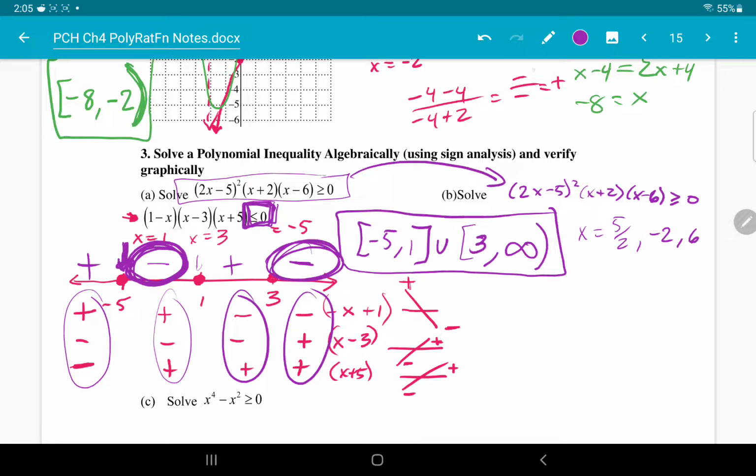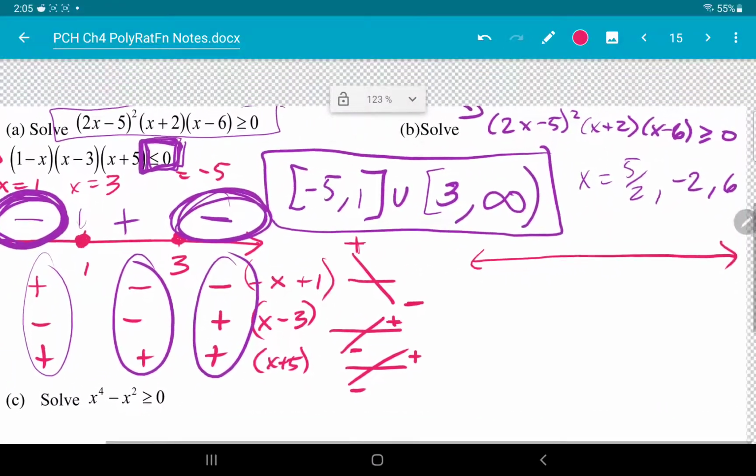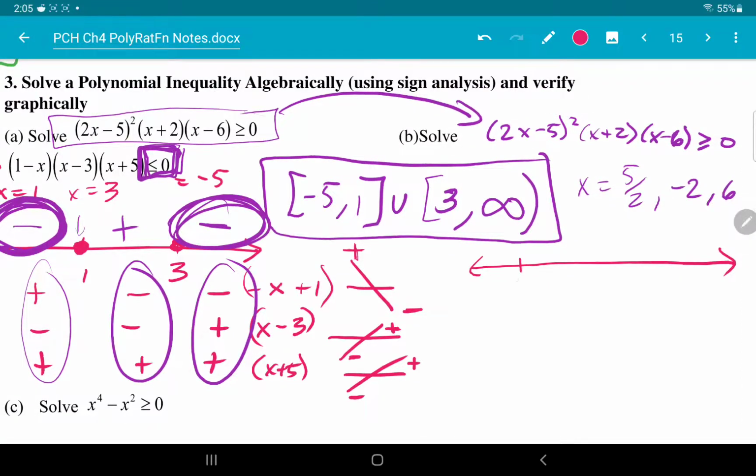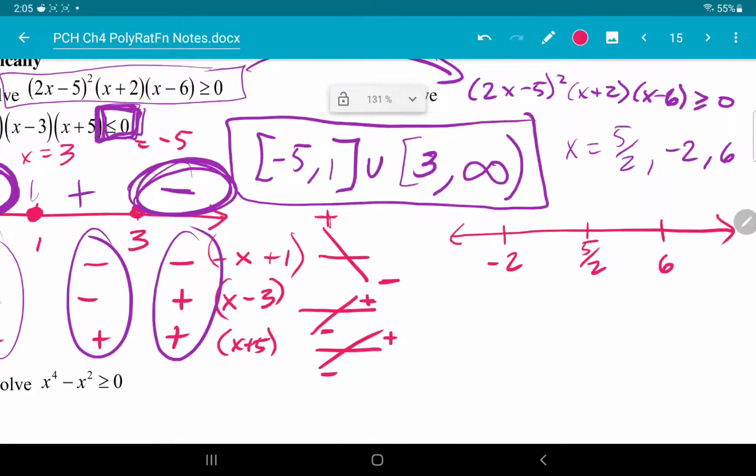I'm going to go ahead and draw my sign analysis chart. I really should write smaller. I'm taking up so much space. So we have negative 2, 5 over 2, that's the same as 2.5. That'll come first. And then we also have 6. All right, let's do some sign analysis. So let's test. Do I want to test? No, let's just go ahead and do our factor method.